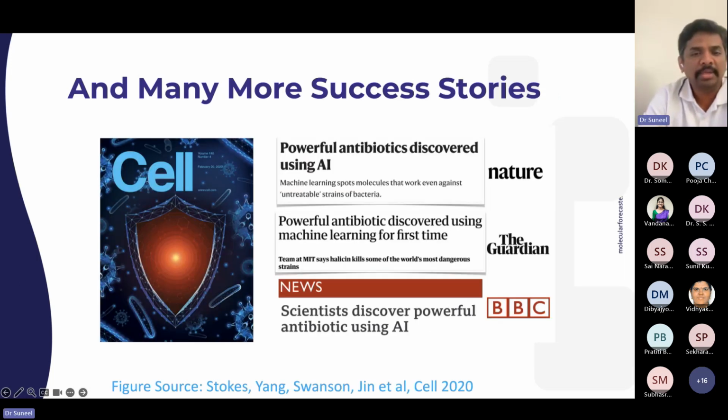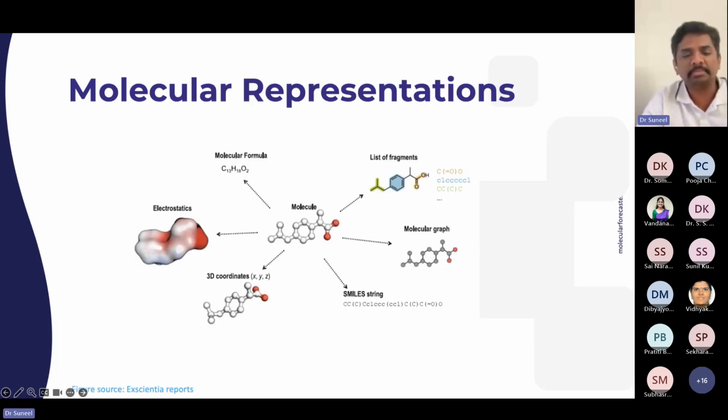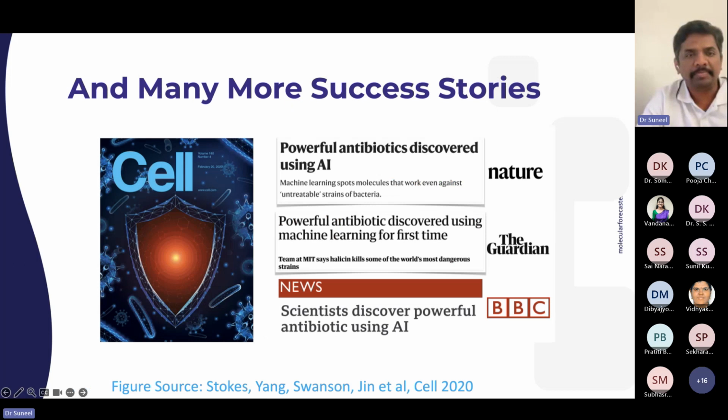Right. There are many more success stories like this. Powerful antibiotics were discovered using AI. Similarly, a powerful cancer molecule was discovered by MIT. There are many success stories that we have been hearing about. So that's all about the introduction part, and let's move on to the next one, a small introduction to NLP.